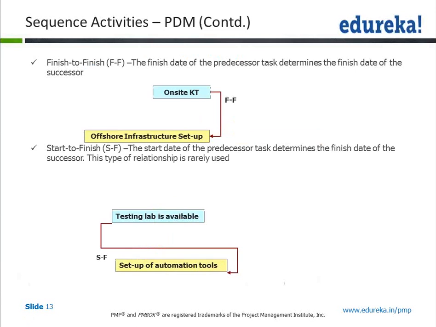Finish to finish, this is the most rare one. If I take the same example, in this case, the finish to finish means that 2 activities have to be complete for both the activities to be said to be complete. So on-site KT and offshore infrastructure setup both need to be complete for your handover to take place.